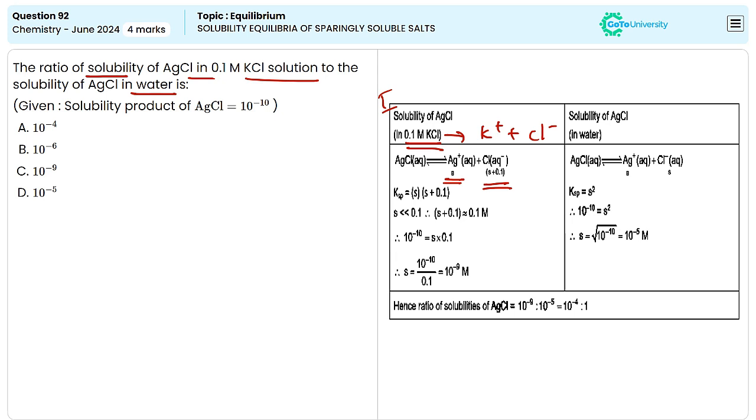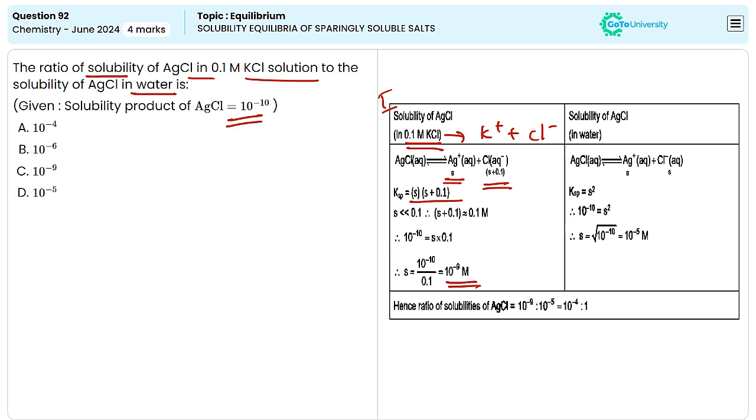Now we can write the expression for solubility product by multiplying the concentrations of Ag plus and Cl minus ion. So that is concentration of s into concentration of s plus 0.1. The final answer will be 10 raised to minus 9 molar because the solubility product of silver chloride is given here, that is 10 raised to minus 10.